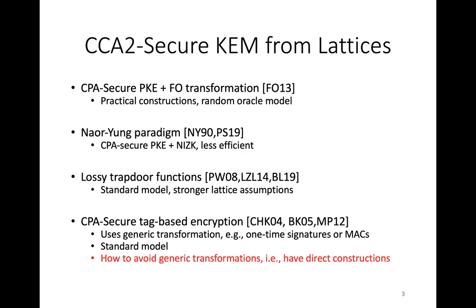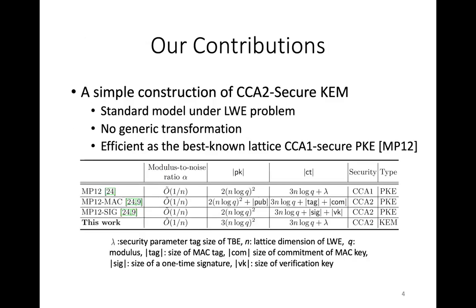The third one applies lossy trapdoor functions, but when it comes to lattice-based construction, the existing constructions require stronger lattice assumptions. The fourth approach, which is the one that we are taking, is to convert the CPA secure tag-based encryption using some generic transformation, for instance, strongly unforgeable one-time signature or strongly unforgeable one-time message authentication code. This approach gives constructions in the standard model, but the question we want to address is how to avoid generic transformation in this type of construction. That is, we want to have a direct construction without resorting to the generic transformation.